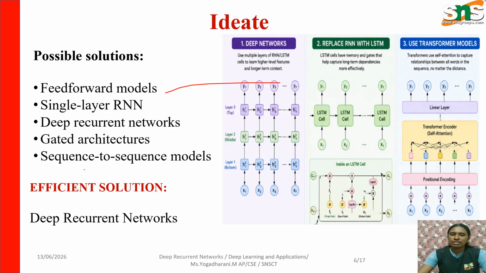So the efficient solution is deep recurrent networks. They provide better learning through depth and temporal processing. Here many layers allow the model to learn deeper temporal features.